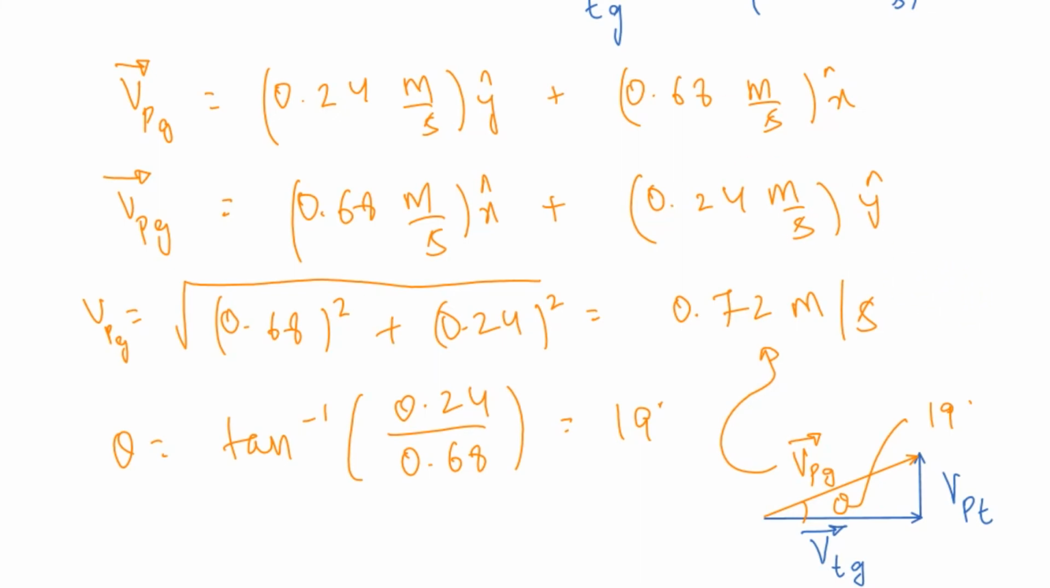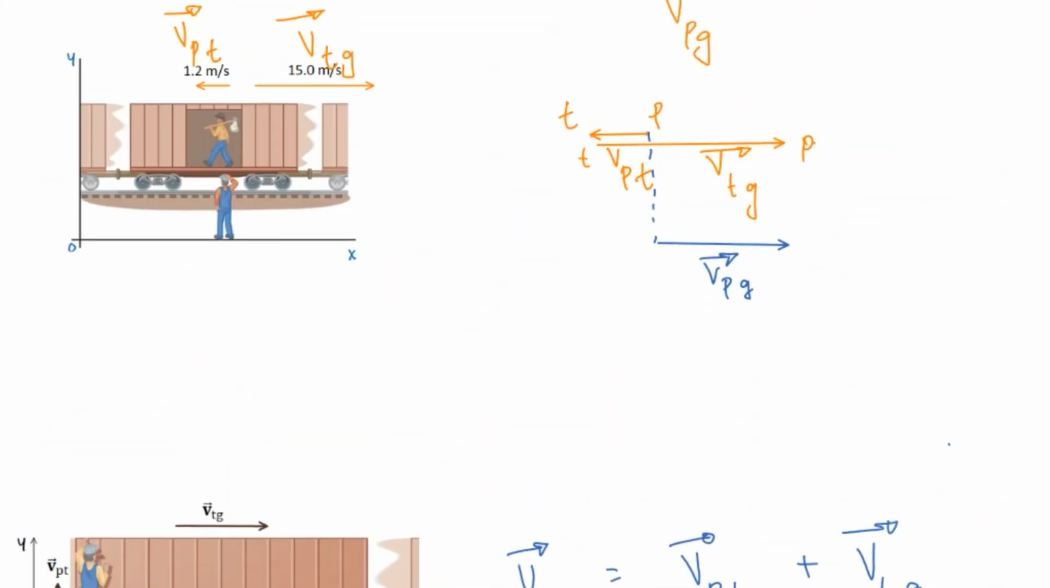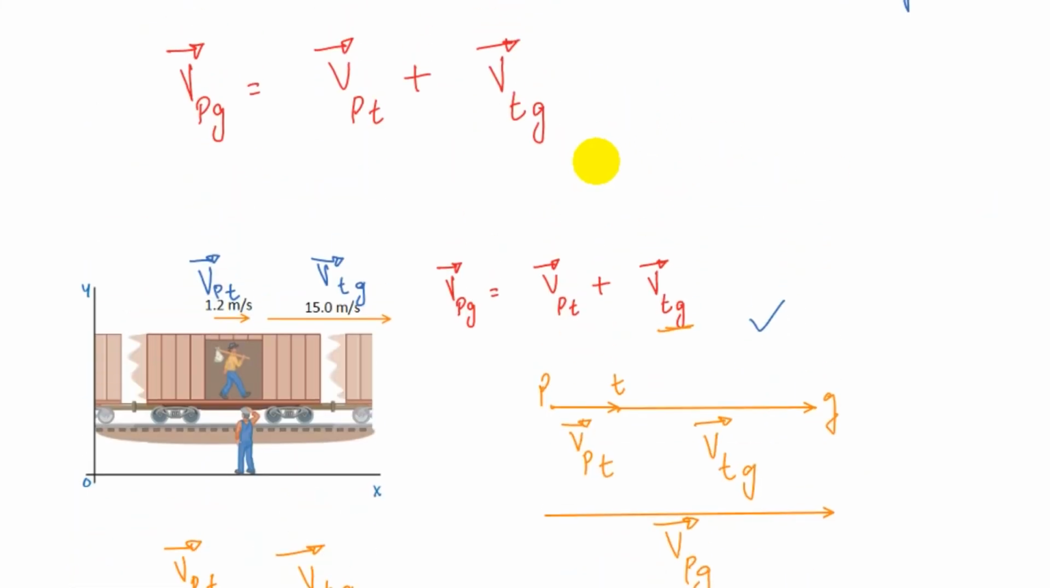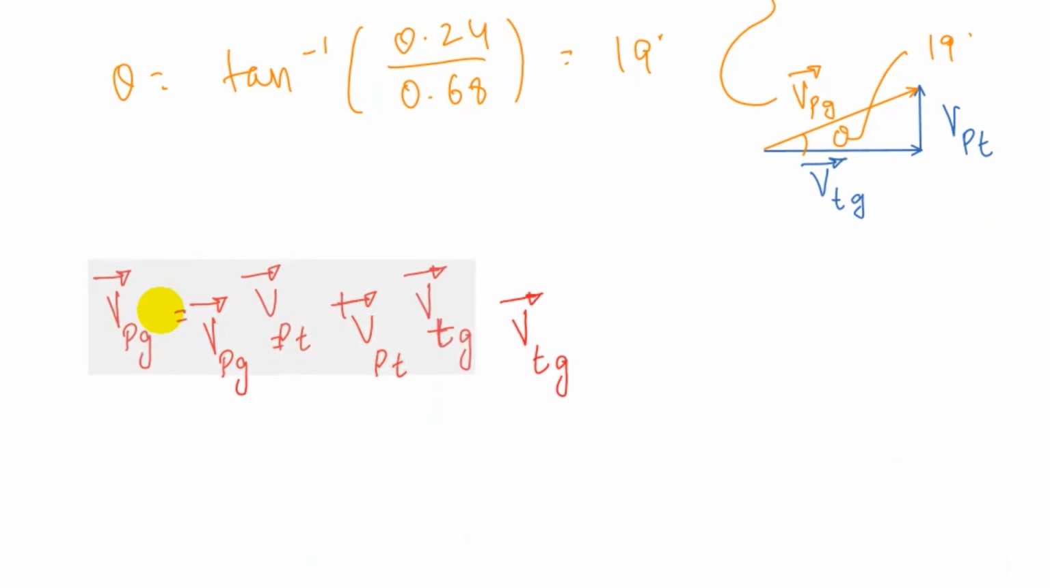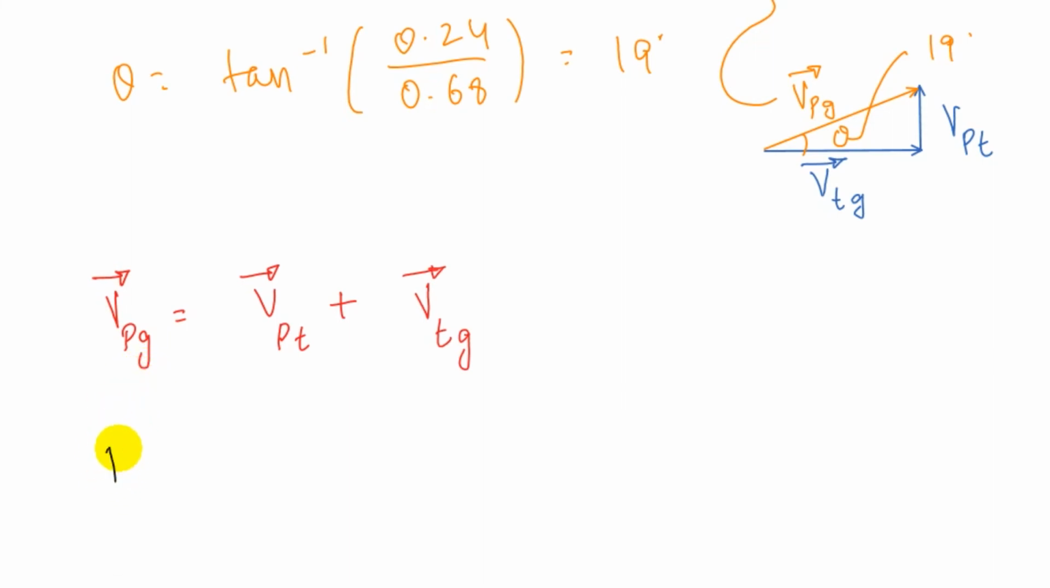Now, I don't know if you guys have noticed or not. If you see this equation carefully, let me first copy it. Just copying it and pasting it here. Now, if you observe this equation carefully, you'll notice that the subscripts in this equation follow a definite pattern. Let me explain. If you see the subscripts on the left side of this equation, we have PG. And on the right side we have the subscripts PT, and this is TG.